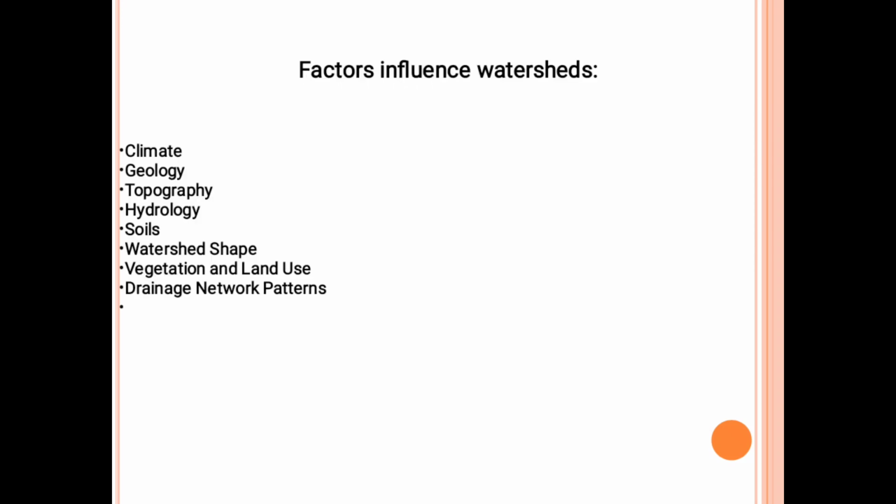Factors that influence the watersheds: climate, geology, topology, hydrology, soils, watershed shape, vegetation and land use, drainage network pattern.